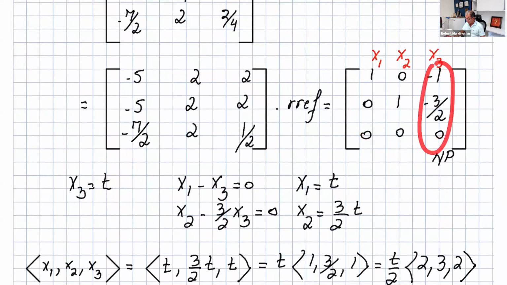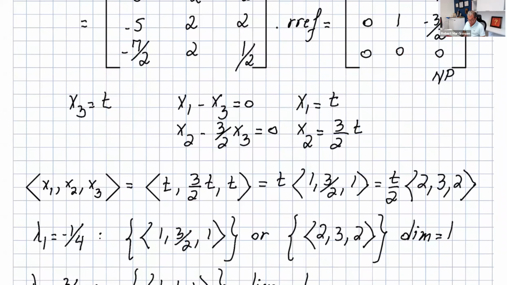Here we have one non-pivot column, and we know x3 is going to be a free variable. So we can say x3 equals t. Rewrite the system: x1 minus x3 equals 0, and x2 minus 3/2 x3 equals 0. x1 is also t, and x2 is 3/2 times t. You can write x1, x2, x3 as t, 3/2 t, and t again. You can take the t out, so you get that eigenvector. If you want only integers, then you can factor out t/2, and you get t/2 times 2, 3, 2.